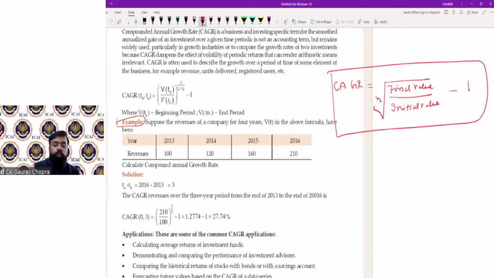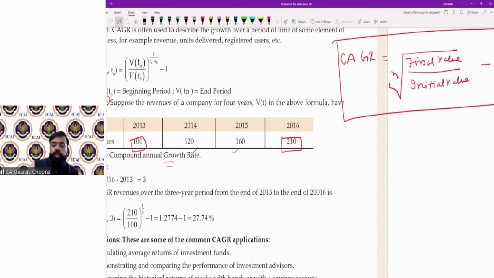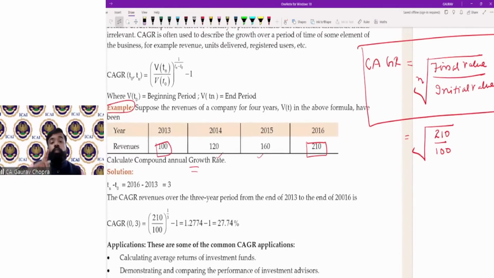Suppose the revenue of a company for 4 years is given. In 2013, the revenue was 100. Then 120, 116. At last, the final value is 210. Find CAGR. So let's apply the formula. Final value 210 divided by initial value 100. Now put the nth root. Now, what is n here? It is very much important.